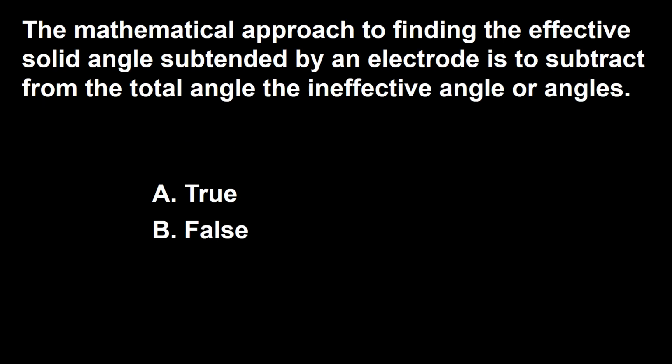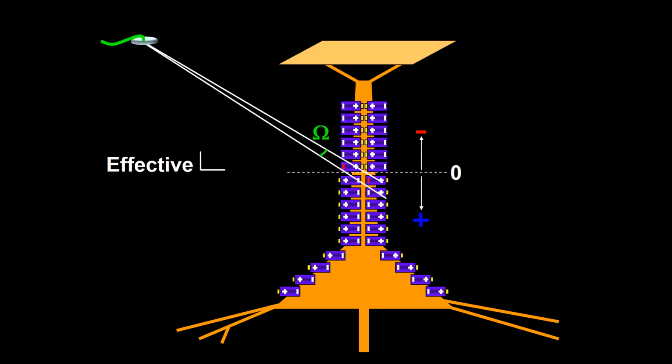Next question. The mathematical approach to finding the effective solid angle subtended by an electrode is to subtract from the total angle the ineffective angle or angles. A true, B false. In this new frame, I have highlighted the area inside the effective solid angle by coloring red the negative poles of the batteries inside of it.